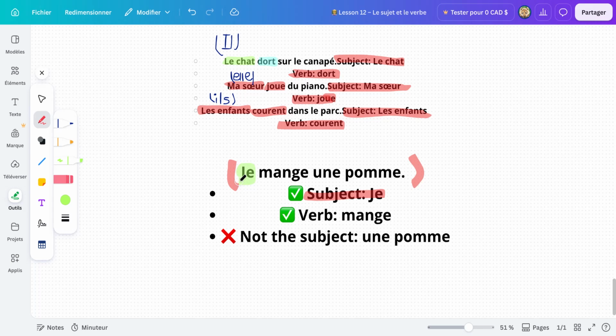The verb is what is she doing in the sentence? What is the action of the person doing in the sentence? The subject is not in "pomme." Why? Because the apple receives the action. It does not do the action. What I mean by receives the action is that the apple is eaten, not the apple eats.